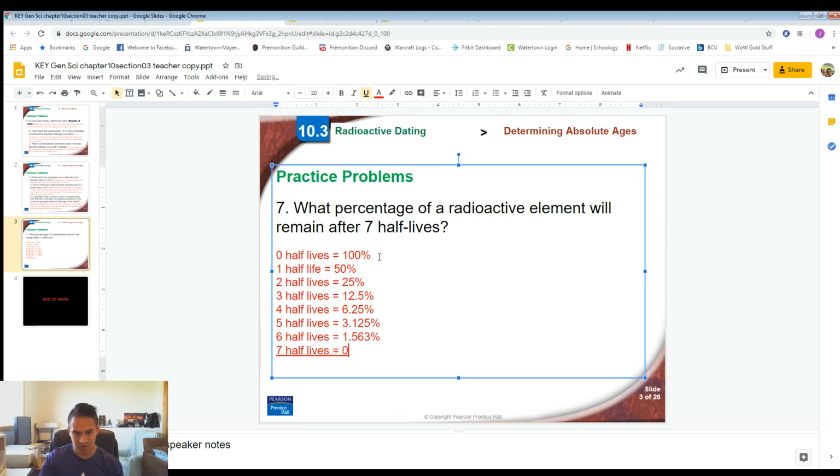Again, we're going to have 0.781%. Okay? So what percent of a radioactive element will remain after 7 half-lives? About 0.781%. All we're doing is, again, we're taking 100, divide that by 2, take 50, divide that by 2, we'll just divide by 2, divide by 2, divide by 2, divide by 2, until eventually we get to 7 half-lives.